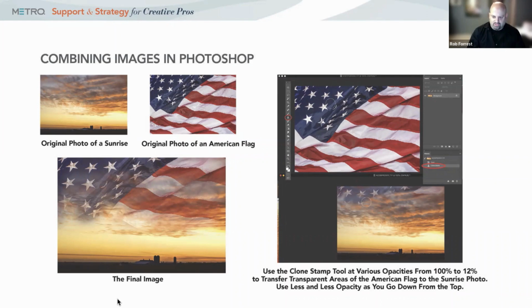Then I used the clone stamp tool at 100% opacity at first towards the top of the image, cloning the American flag image onto the sunrise photo. As I moved down, I kept reducing the opacity of the clone stamp tool so the American flag was more and more transparent towards the bottom. And that was it. It's fairly easy to do, and you can end up with very useful results.